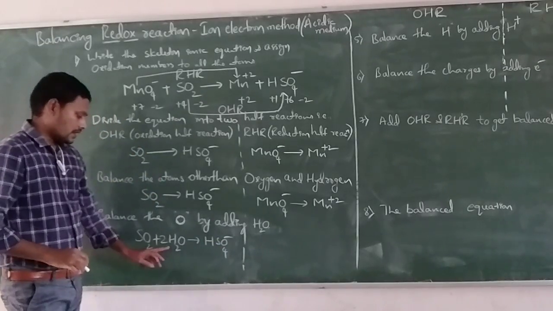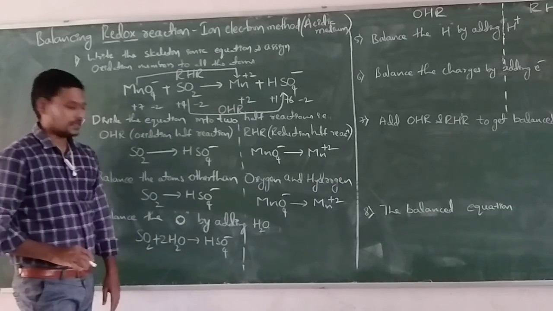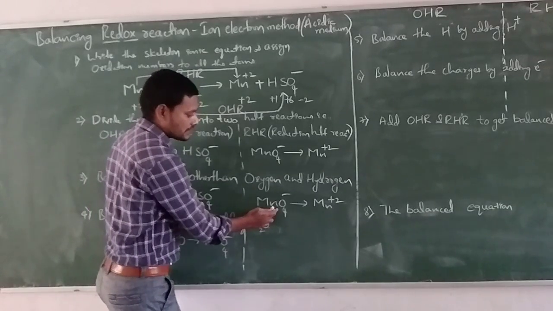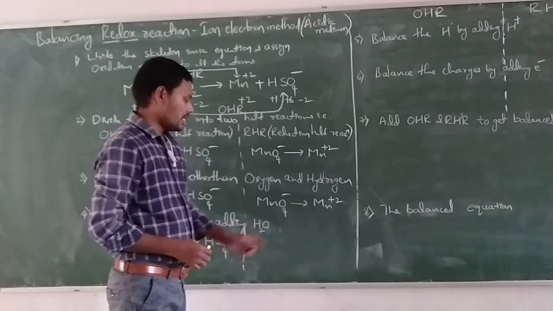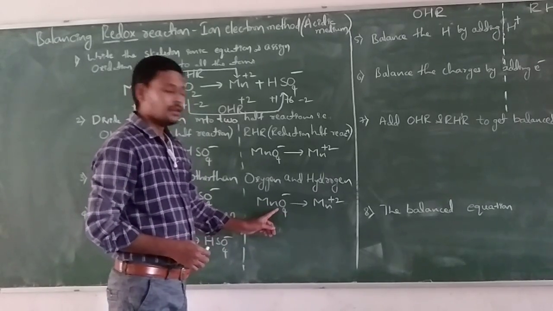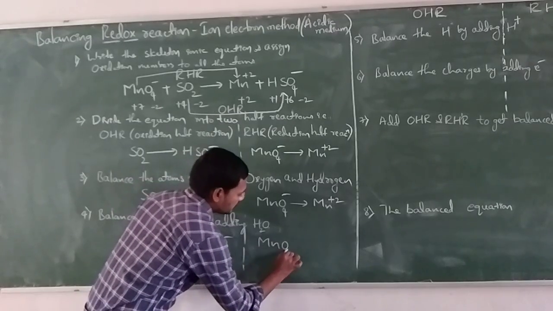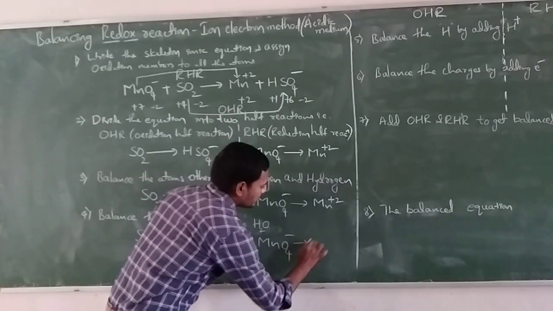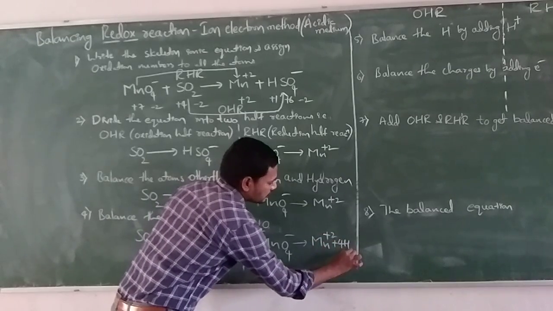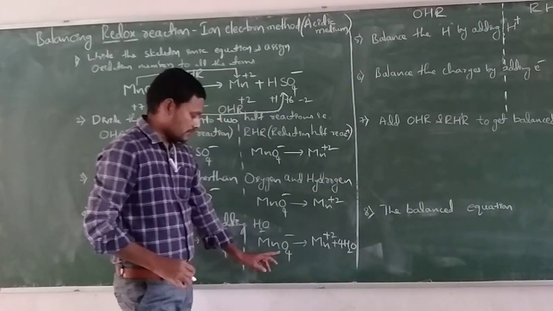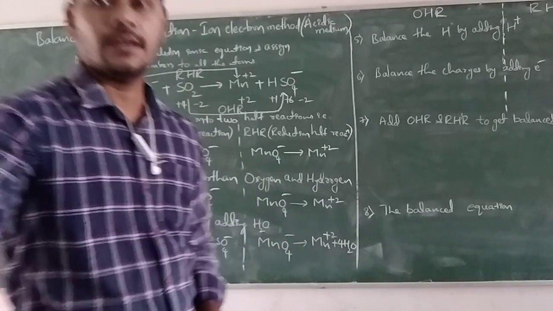Now the oxygen atoms are balanced. 4 oxygen atoms left side, 4 oxygen atoms right side. Here 4 oxygen atoms left side, no oxygen atoms right side. So how many water molecules am I adding here? 4 water molecules. It requires 4 oxygens. So I am adding 4 water molecules right side. Now 4 oxygens left side and 4 oxygens right side. This is the fourth step.